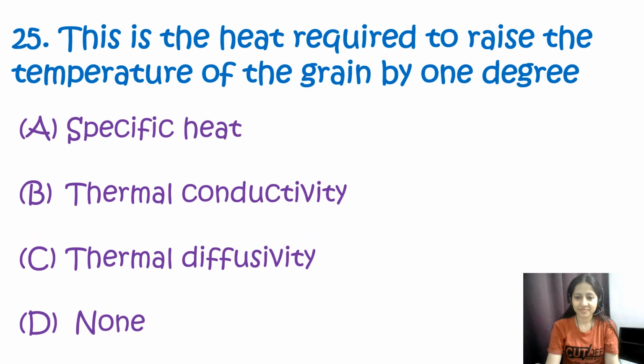Next, question number 25. This is the heat required to raise the temperature of the grain by 1 degree Celsius. Options are specific heat, thermal conductivity, thermal diffusivity, or none. Just now I have discussed this question's definition, so I want you all to comment down the correct option for this question. Next question.